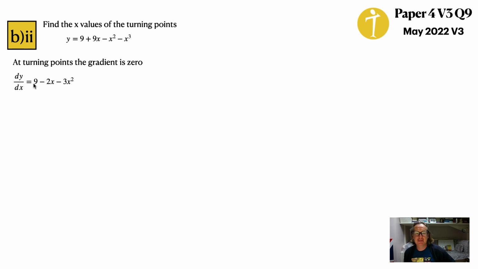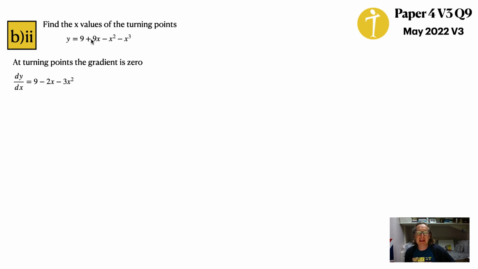So this means we find the function that describes its gradient. Using our rules of differentiation, we know that 9 differentiates to 0. 9x differentiates just to 9. Minus x squared differentiates to minus 2x. And minus x cubed differentiates to minus 3x squared.